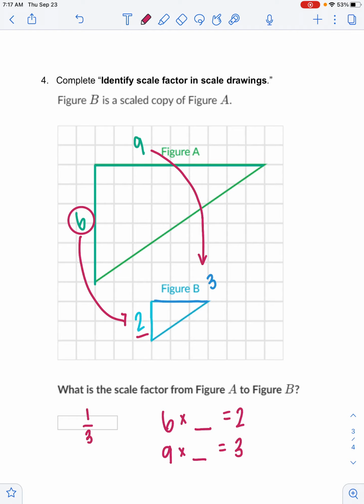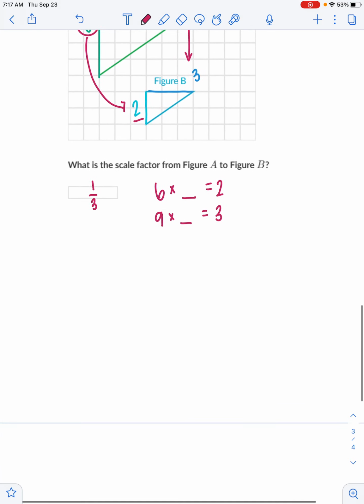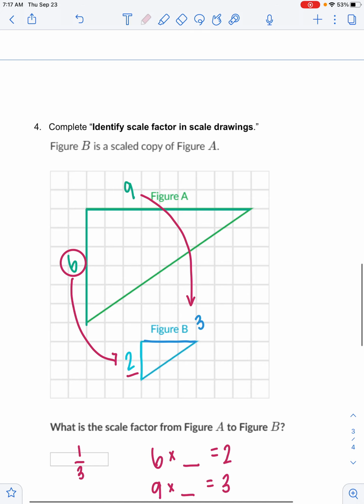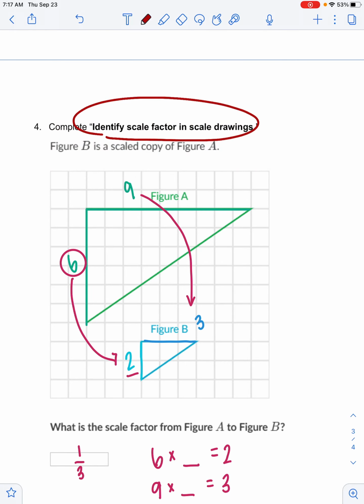This is a place where you could always use a calculator to guess and check, especially if you're unfamiliar with some of the fractions that you might be seeing in today's practice. At this point, we've reached the end of the video. All you need to do is go back into Khan Academy and complete this assignment here, identify scale factor in scale drawings, and then you're all caught up for today. Remember, if you have any questions, please send me an email.